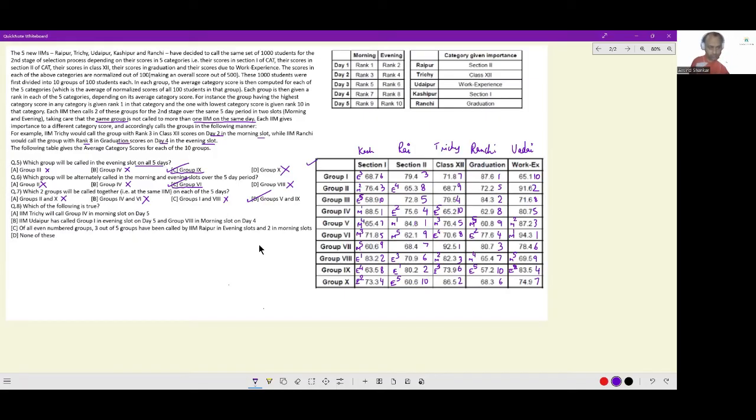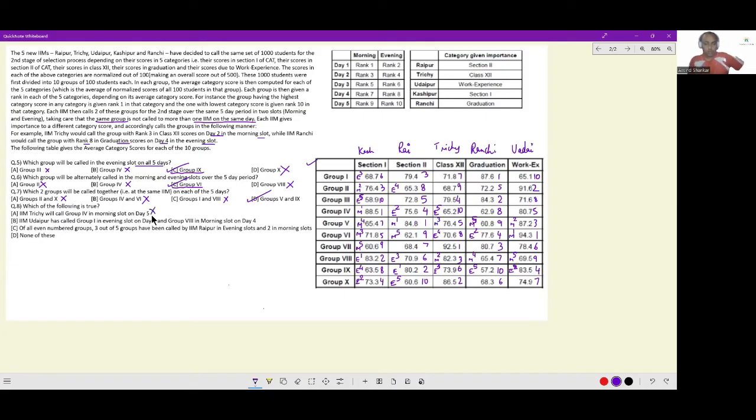Question 8, which of the following is true? IIM Trichy will call group 4 in morning slot on day 5. Trichy morning group 4 morning slot, no, they call it in the evening slot. So this is not true.